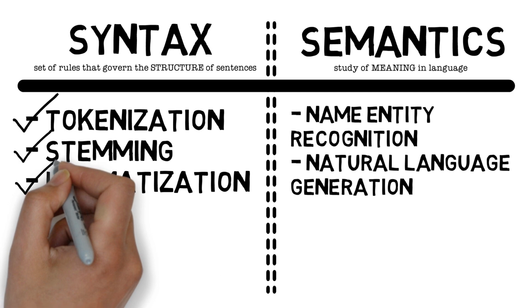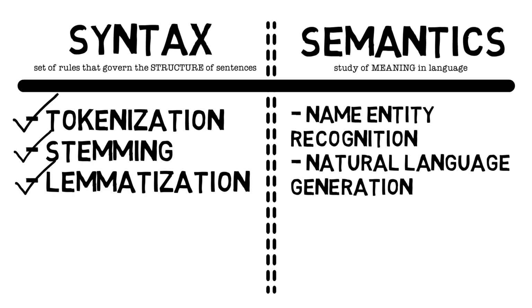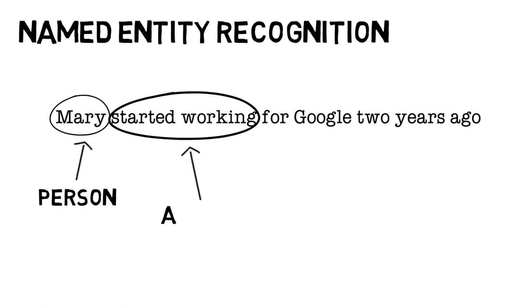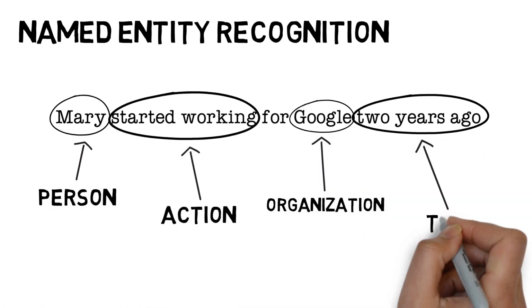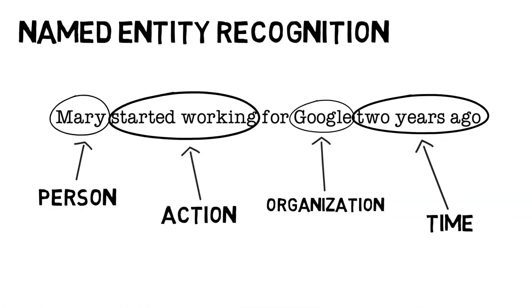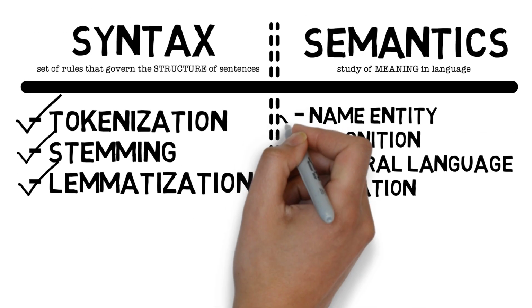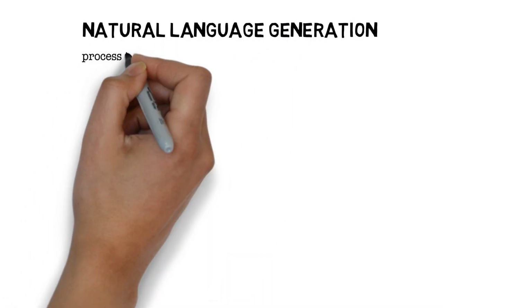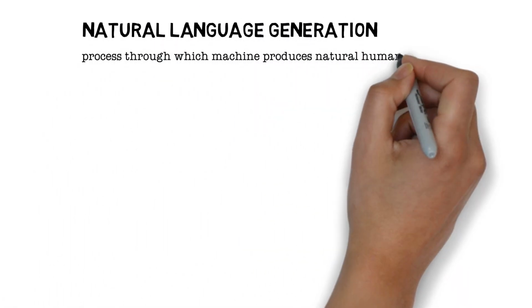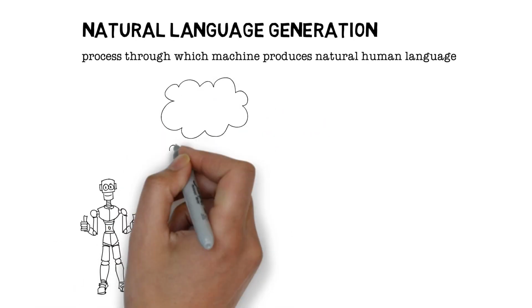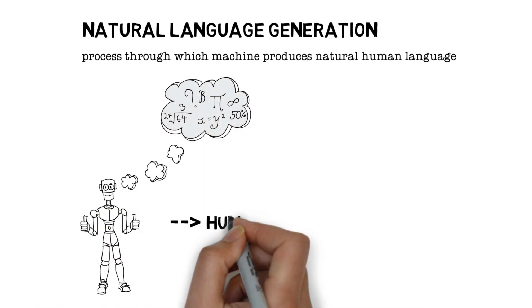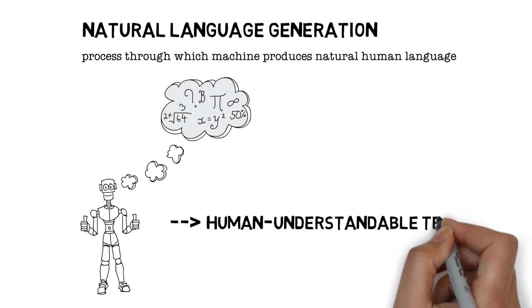Now for semantics. So named entity recognition allows the machine to categorize specific words in a sentence. This is especially helpful for words such as Google, which can be referred to as an organization or a verb. And finally, natural language generation. NLG is a process through which a machine produces natural human language. It uses math formulas and numerical info to extract patterns in data from any given database and output understandable human language text.